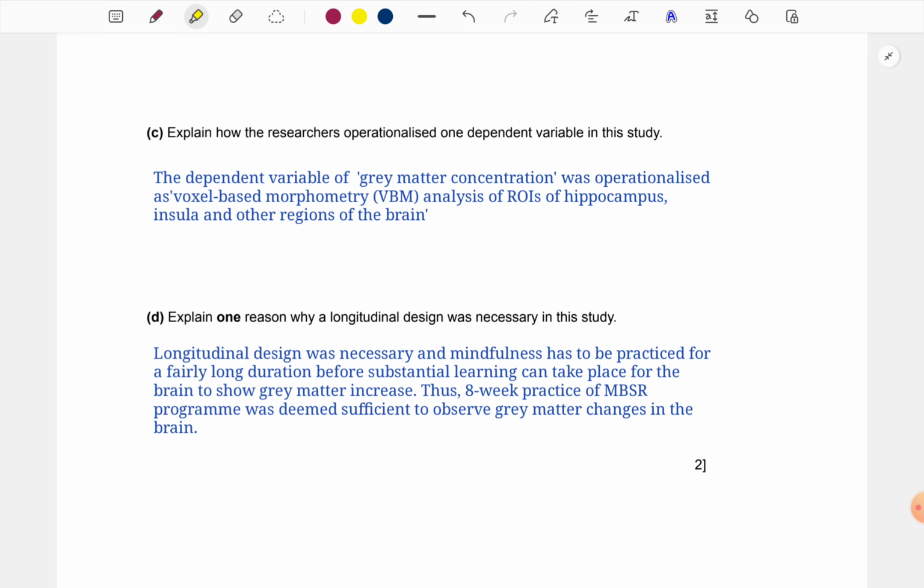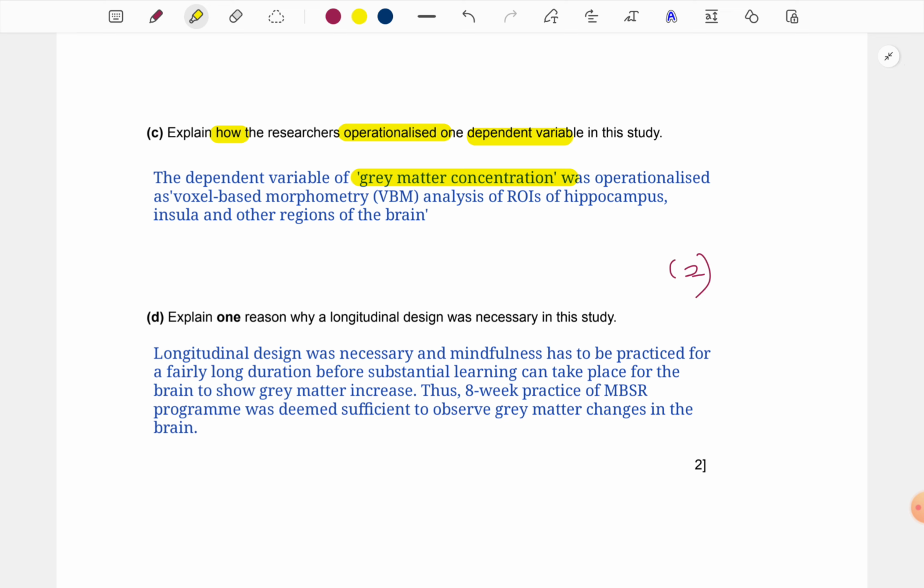Next question is, explain how the researchers operationalized one dependent variable in the study. The marks I think got cut out of this. This is 2 marks. When it comes to operationalization, though not compulsory, how I prefer to go about it is first just name the dependent variable. So gray matter concentration is the dependent variable. This is a typical paper 4 question. You can begin this way.